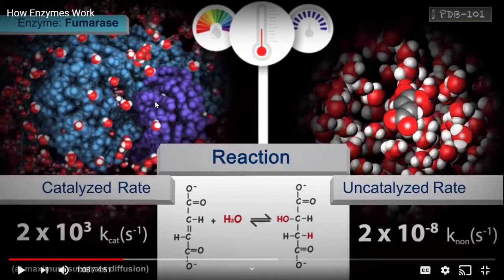And fumarase works on this small carbohydrate, which I think there's one right here. And there's one right there. There's the substrate right there. The rest of these other molecules are water molecules. There's lots of water molecules around. And then there's the substrate, and here's the enzyme. So this is the catalyzed reaction, which, as I explained before, goes much faster than the uncatalyzed reaction.